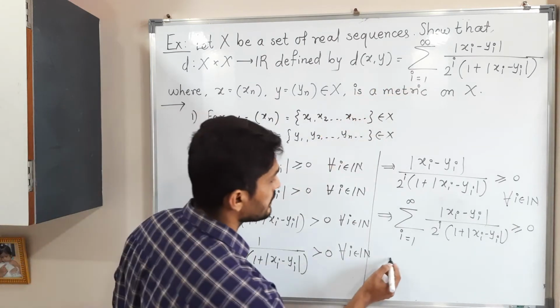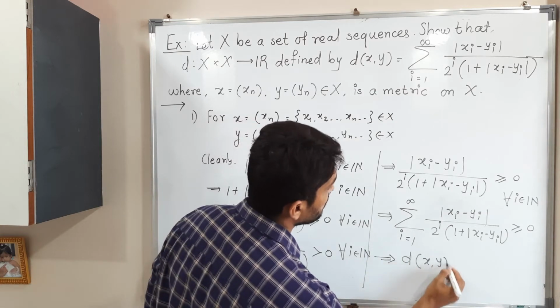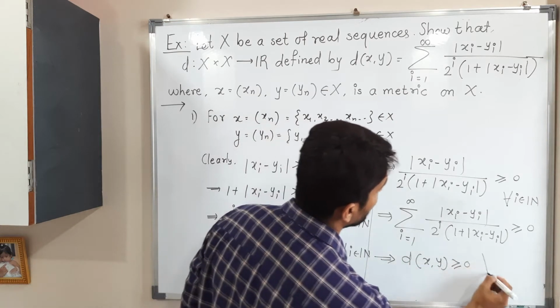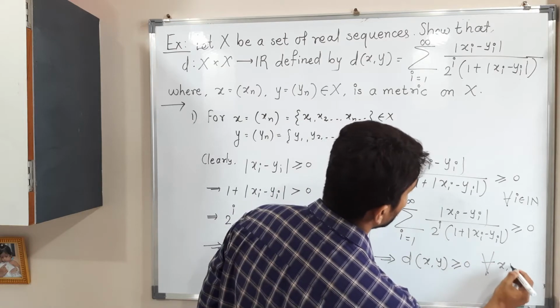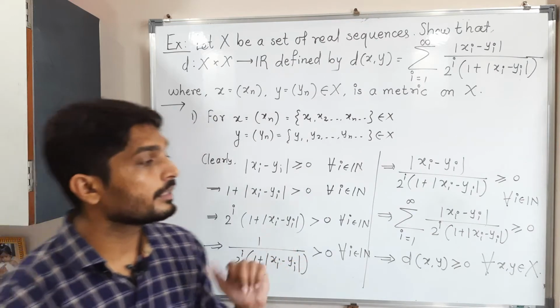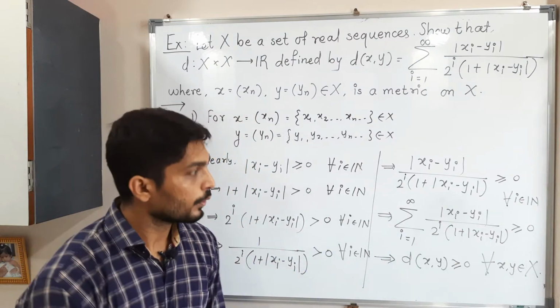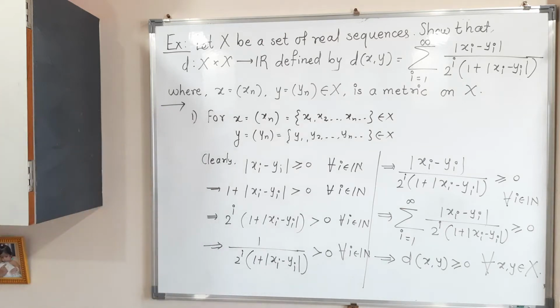So therefore this implies d of x comma y is also greater than or equal to 0, and this is true for all x, y belonging to capital X. So therefore we can say our d satisfies its first condition, right? Okay, make a screenshot of it, and after that we will go for the second condition.